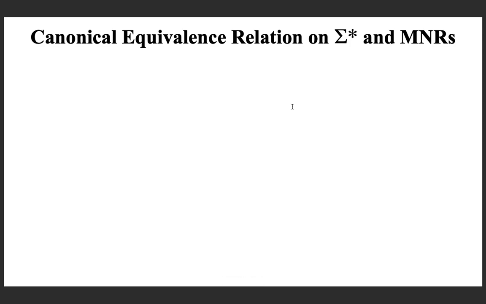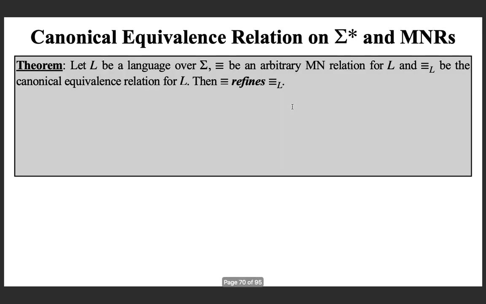Now we can see a very interesting relationship between the canonical equivalence relation for a language that we just defined and MN relations. When we are going to talk about MN relations, we may be discussing only regular languages. But remember, the canonical equivalence relation is there for all languages. But here we are only looking at regular languages.